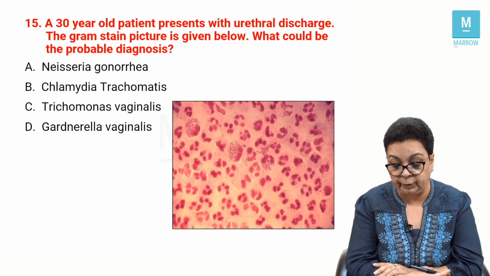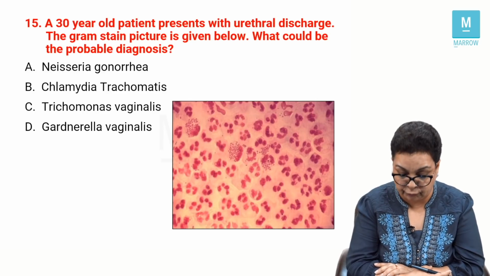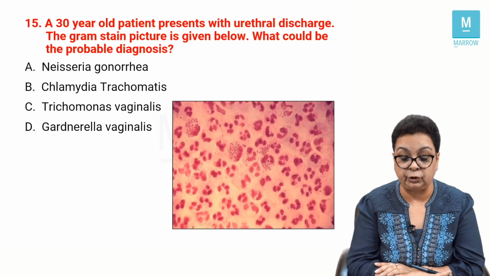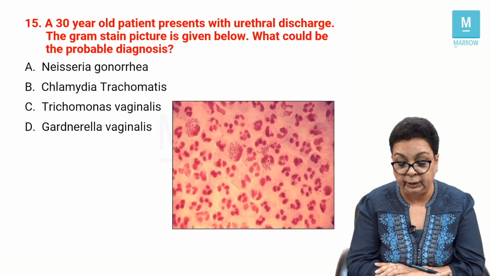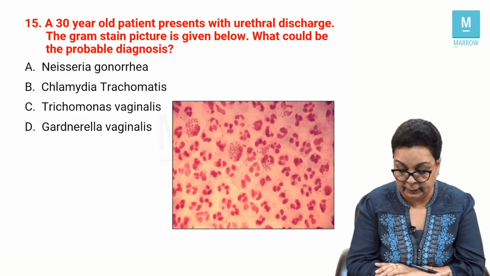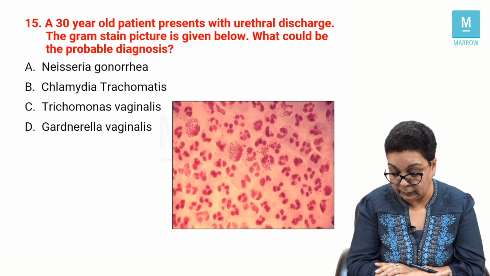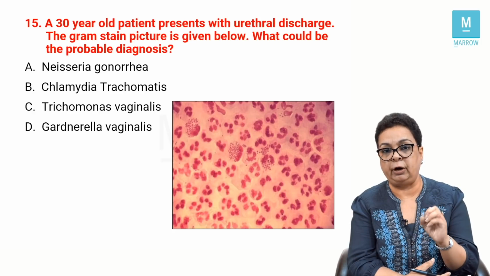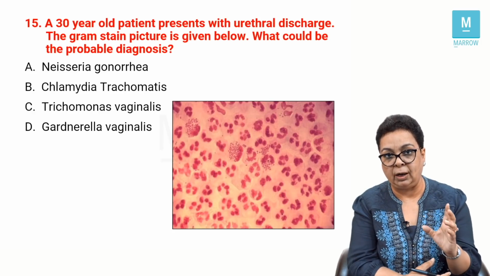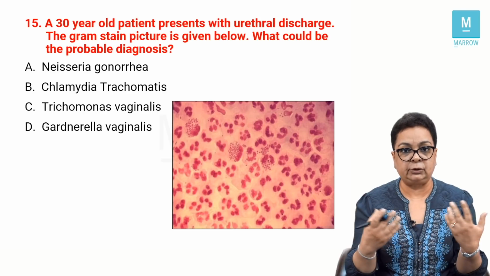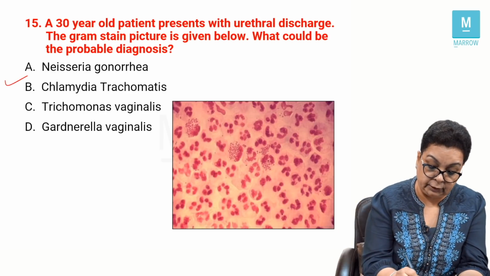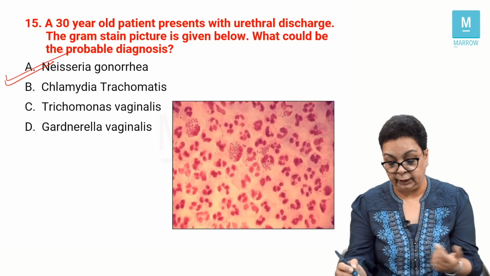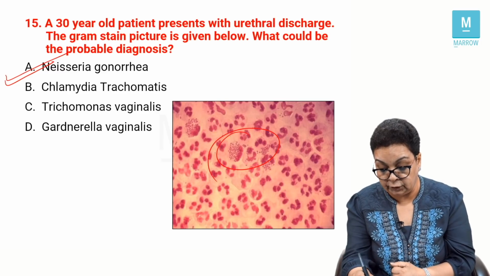A 30-year-old patient presents with urethral discharge. The gram stain picture is given below. What could be the probable diagnosis? Now, this is an image which is quite a favorite of AIIMS faculties who set the paper. What can you see? Intracellular gram-negative diplococci, right? So this is going to be Neisseria gonorrhoeae, right? So that's our answer, gram-negative diplococci.